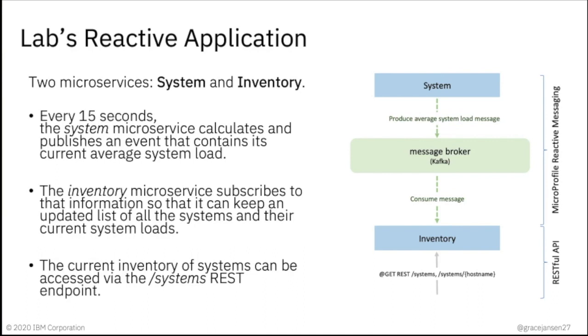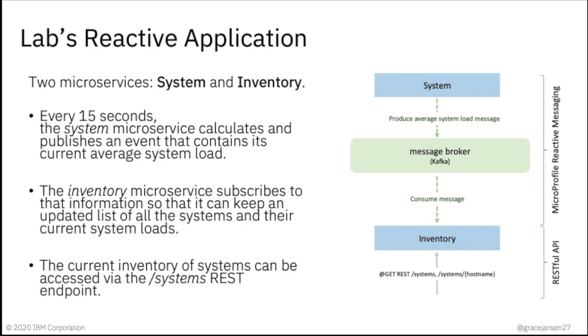So this application that we'll be using is made up of two microservices. We've got the system microservice and the inventory microservice, and you can see the basic broken down application architecture on the right hand side here in the diagram. In the system microservice, we've implemented logic which says that basically every 15 seconds the system microservice is going to calculate and publish an event that contains its current average system load.